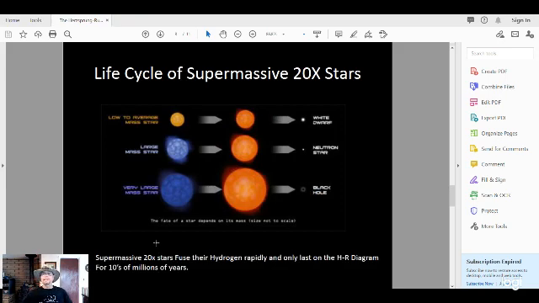And then of course our life cycle of supermassive stars. These are 20 times the mass of our sun. We know that these are going to go supernova, and those are going to crush down to a hole in the fabric of space-time. So here's your 20x. Now these only last for tens of millions of years on the HR diagram. The bigger they are, the hotter they are, the faster the fusion occurs in the core, and the faster they run out of hydrogen and begin that death spiral into the red supergiant. Then they go supernova. See the big S word, super, in there, ending up as a black hole.